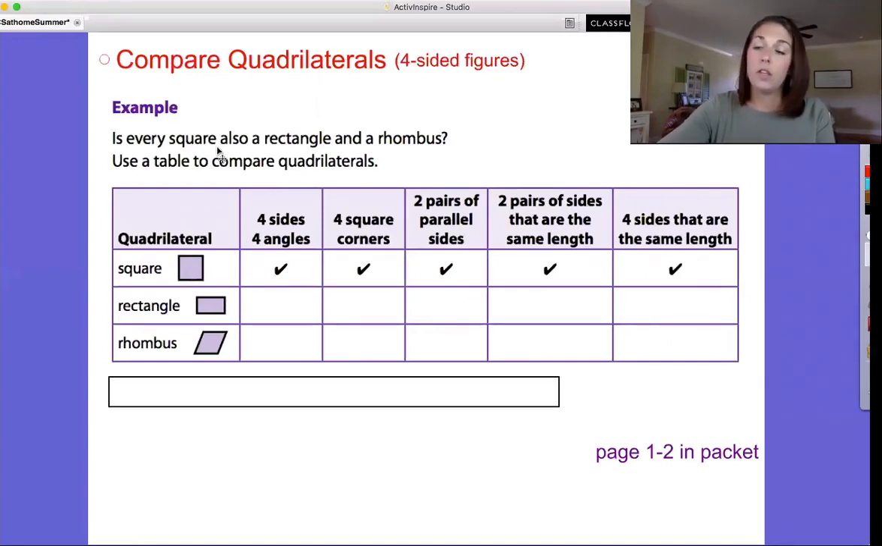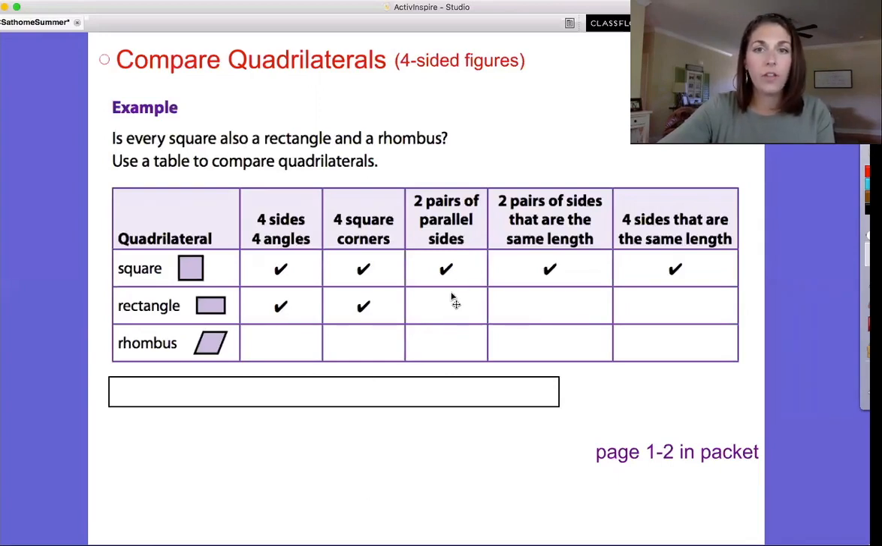So when I look at a rectangle, let's look at these classifications and see if they match for a rectangle. 4 sides and 4 angles. Just like a square, I see 1, 2, 3, 4 sides because it's a quadrilateral, and I see 4 angles. 4 square corners. Here I do see 4 square corners, or 4 right angles. So yes, that would be a classification as well.